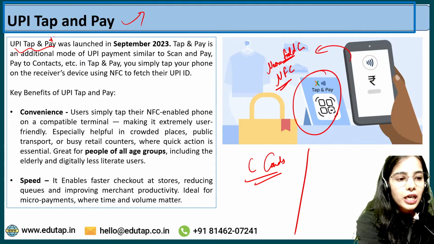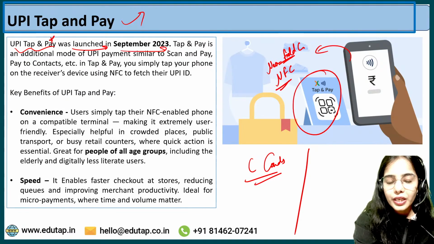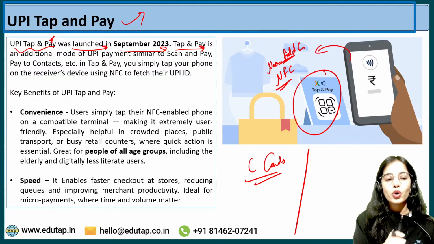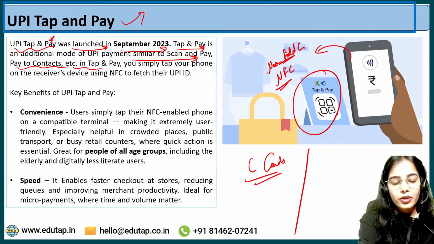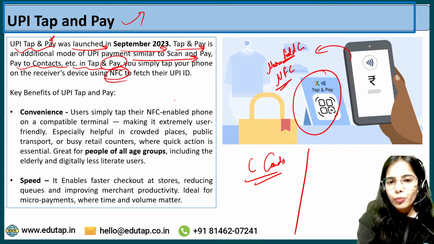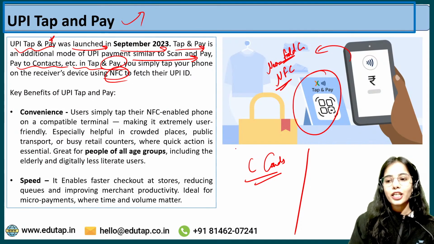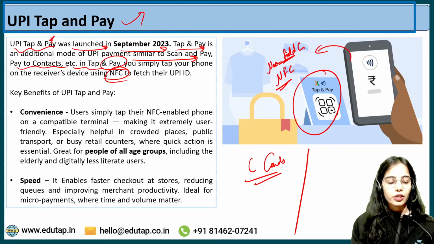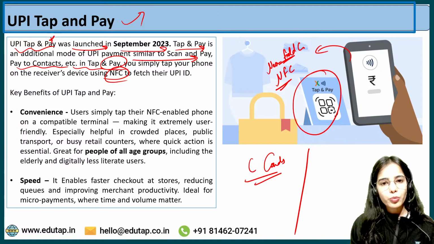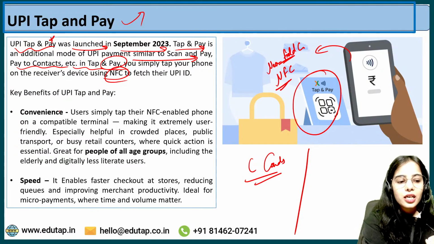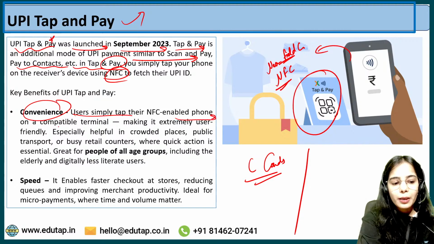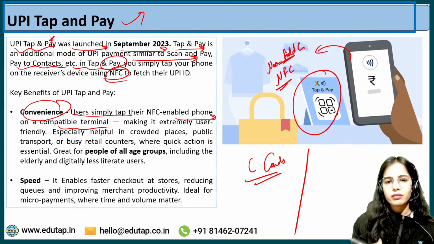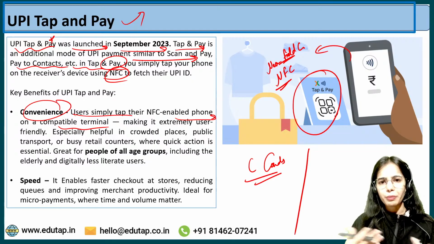Okay, so UPI tap and pay was launched in September 2023. Tap and pay is an additional mode of UPI payment similar to scan and pay, pay to contacts, etc. Just near field communication is required in the devices, and then you can just tap your device and the payment can be made with the UPI. You have to put the pin also. Okay, now this is very convenient. Users simply tap their near field communication enabled phone on a compatible terminal, and they can do the payment in a fast manner.